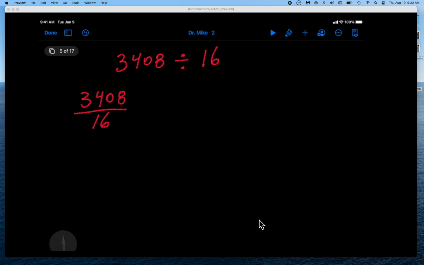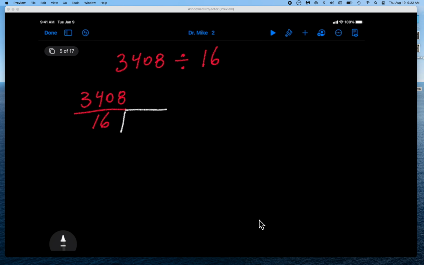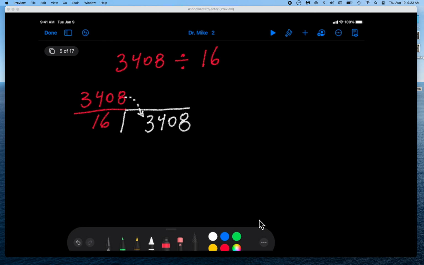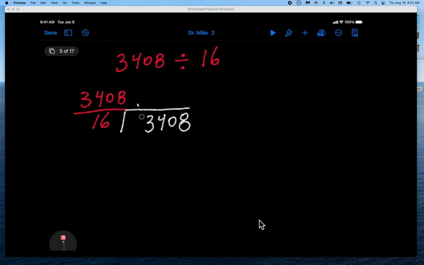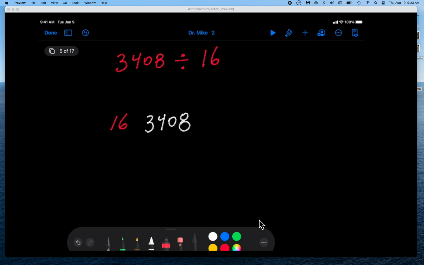We build a box, and we drop the numerator right into the box. So there's our problem right there. Let's clean this up a little bit, and I'm going to show you how to do these. Let's make that box a little neater. Let's bring the 16 over. I should have just erased and started over. Sorry about this delay, folks.